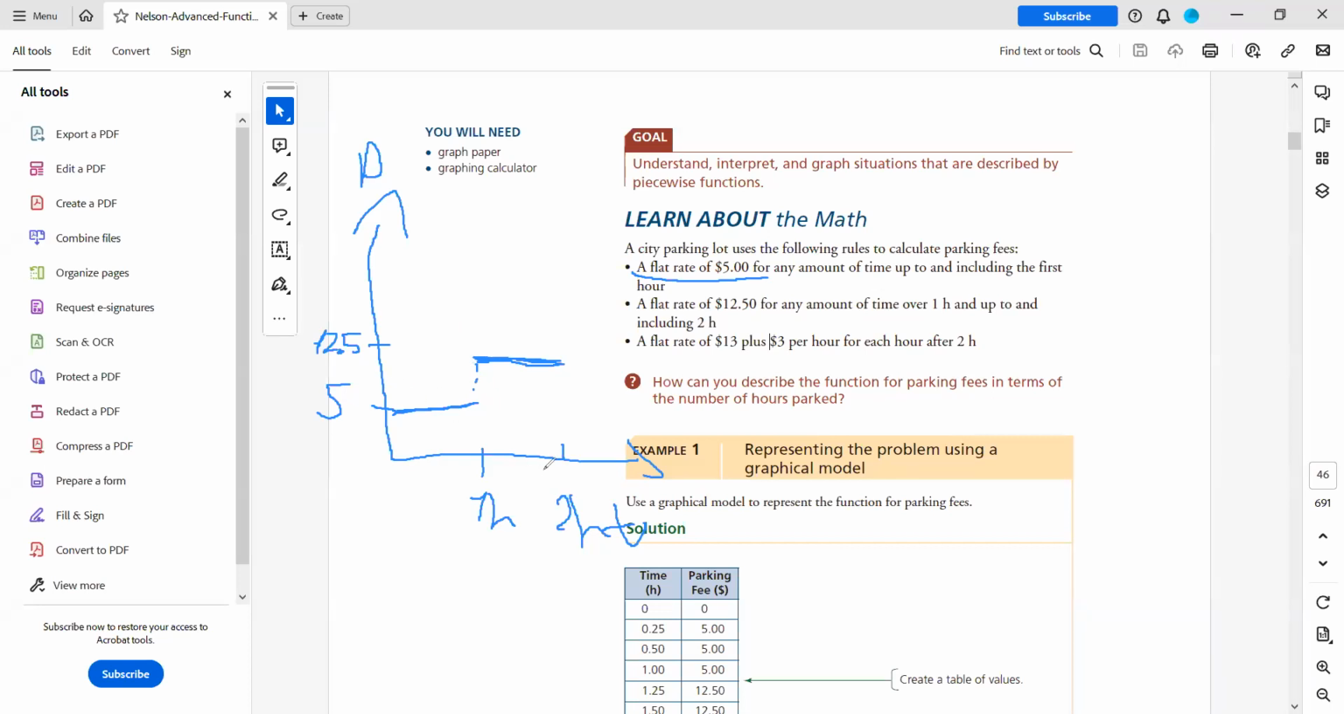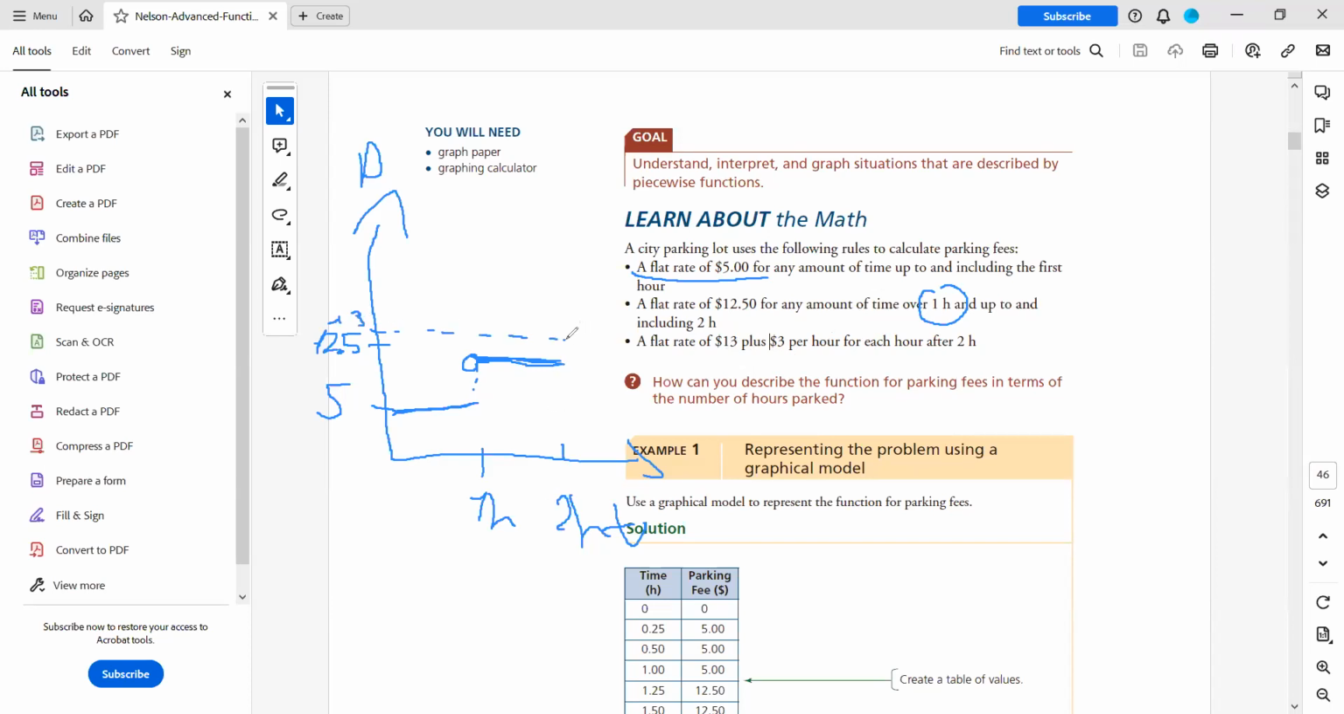It was $5 before the 1 hour mark, right after the 1 hour mark, it starts at $12.5. But take into account that it's over 1 hour, so 1 hour is not included here. So it's going to be like a discontinuity, you see? Empty point here. But here it's a solid point because $5 is up to and including 1 hour. Next, after 2 hours, we're going to get a flat rate of $13 plus $3 each hour. So $13 is going to be somewhere here.